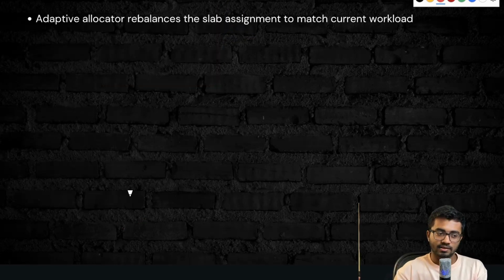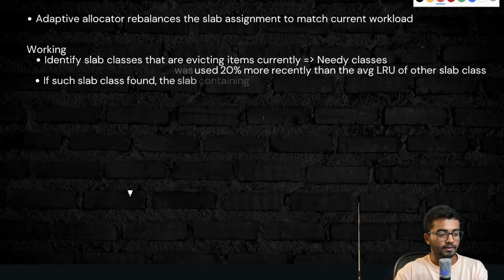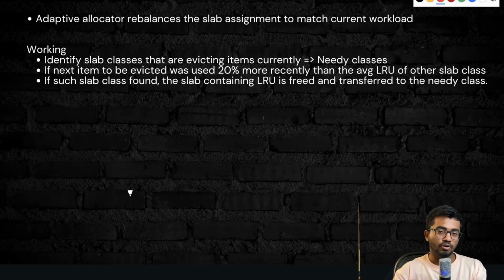So what exactly does the adaptive allocator do? The adaptive allocator rebalances the slab assignment to match the current workload. That's a little bit complex, so let's see how it works. All of the slabs initially had the same state, because they were assigned 64 bytes of memory at the initial start. So we need to identify the slab classes that are currently evicting items. If they're evicting items, then that means they are the needy classes.